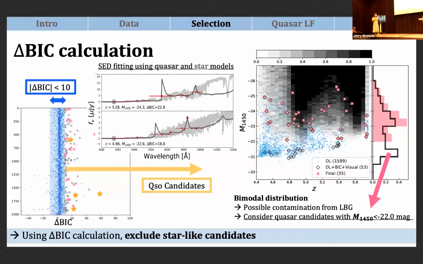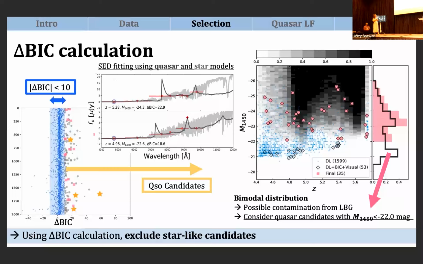Although the false positive rate of deep learning is extremely low, it cannot account for the difference in actual numbers of non-quasars and quasars in the real world. So we adopted delta BIC calculations as an additional step for removing these classified non-quasar objects. We performed SED fitting using quasar and star SED models and calculated the delta BIC values. As a result, we exclude candidates with delta BIC values less than 10.